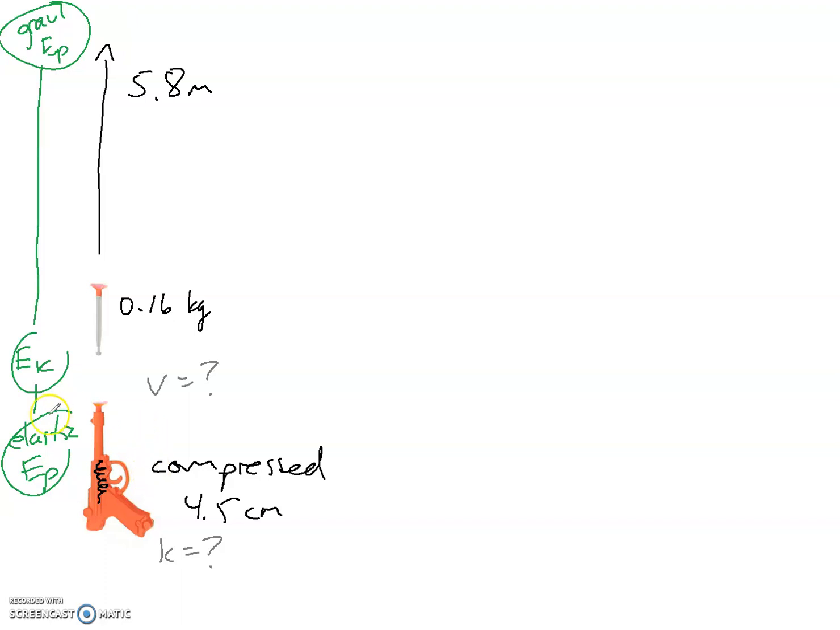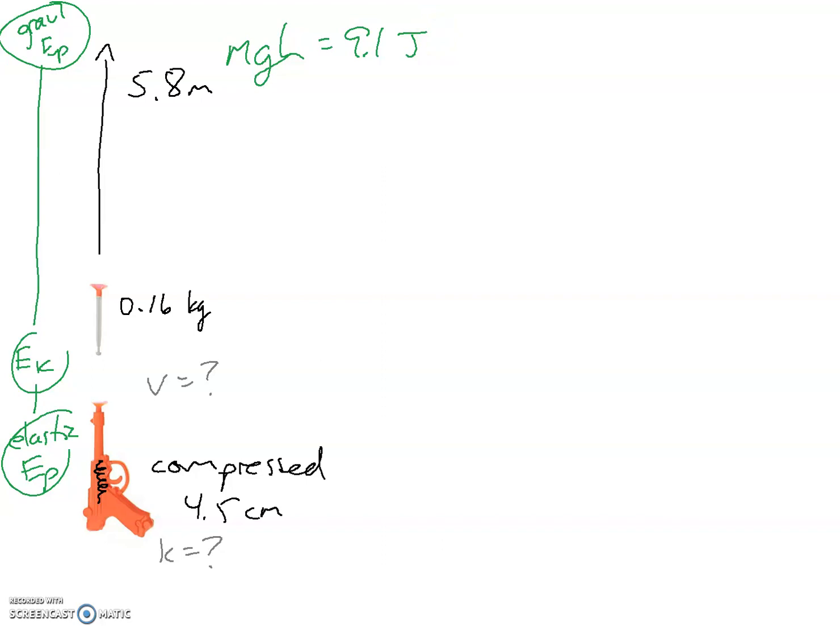Now, I can't find the elastic energy, I can't find the kinetic, but I can find the energy at the top. I can find the gravitational potential energy of the dart. I've got the mass of the dart, so 0.16 times gravity, which of course is 9.81, times the 5.8, and we've got about 9.1 joules of potential energy at the top. And since that's the total energy, I can put it anywhere I want.